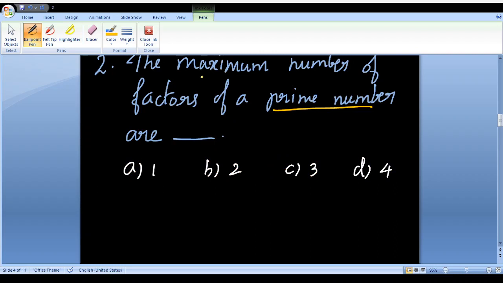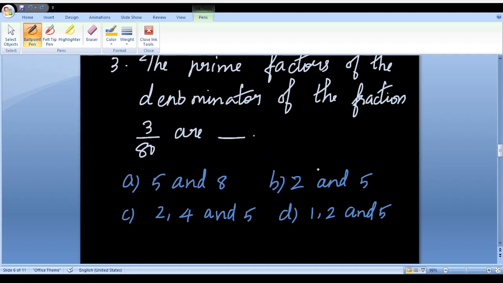So see here, the question was the maximum number of factors. How many factors are there? Just 2 factors are there. So 2 is the answer for this question. Now we'll move to the third question.